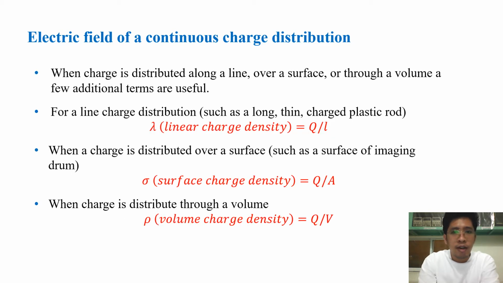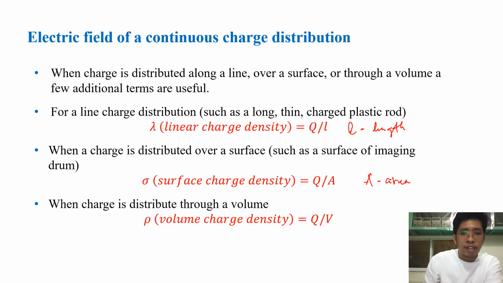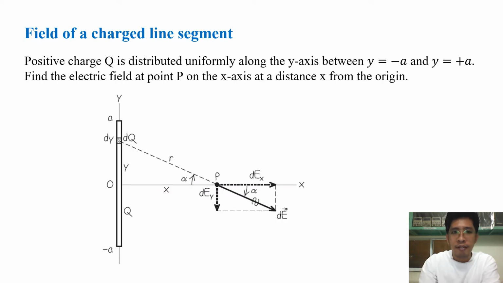Here, when a charge is distributed along a line, over a surface, or through a volume, a few additional terms are useful. For a line charge distribution, such as a long, thin charged plastic rod, you have lambda for the linear charge density, and lambda is equal to Q over L, where Q is your charge and L is your length. When a charge is distributed over a surface, such as the surface of an imaging drum, you have sigma for the surface charge density, which is equal to Q over A, where A is the area. And for a charge that is distributed through a volume, you have rho for the volume charge density, Q over V, where V is the volume. So you're going to use these in order to solve for the electric field due to continuous charge distributions. And let's have a quick example.